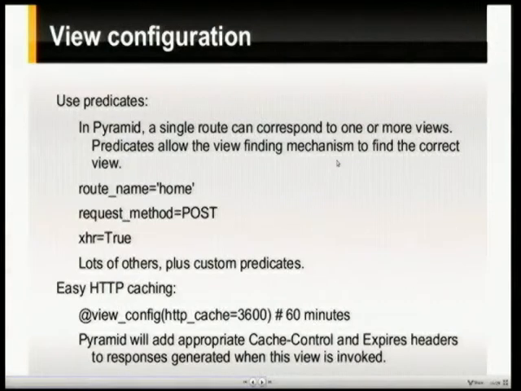The view configuration also allows easy HTTP caching, so you can take a look at that and see that assigning an HTTP cache of 3600 allows you to cache a resource for an hour, and Pyramid sets all the correct headers to do that.